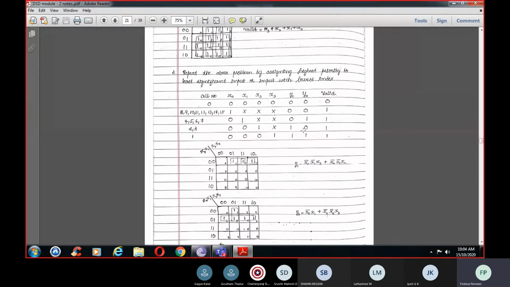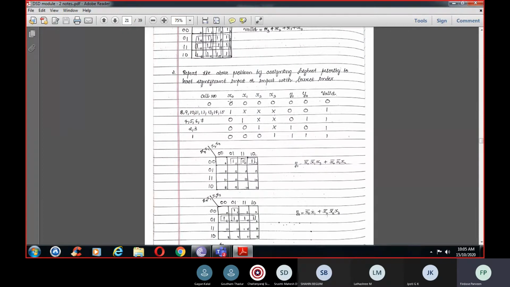So now repeat the above problem by assigning highest priority to the least significant input, or the input with the lowest index. The above problem is a 4:2 encoder. 4:2 means you will be having 4 inputs x0, x1, x2, x3 and 2 outputs y1 and y0, with a valid output which indicates whether the inputs are valid or not.